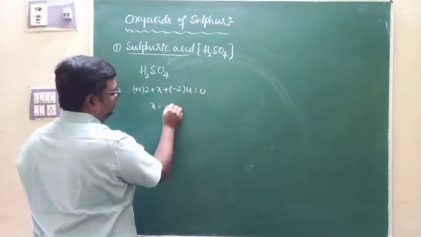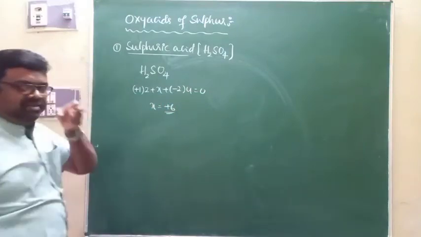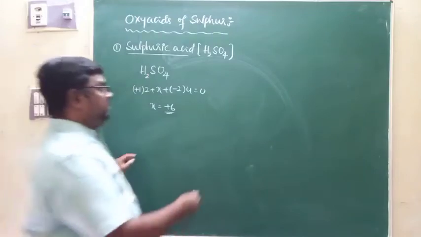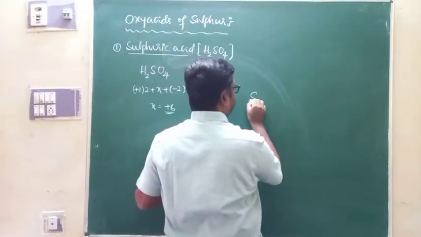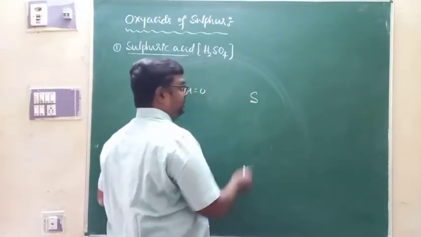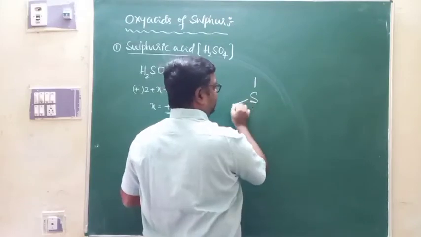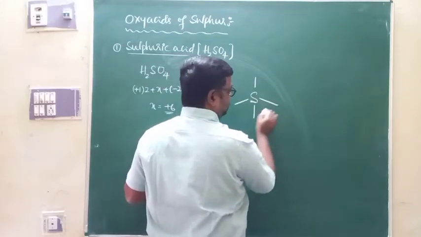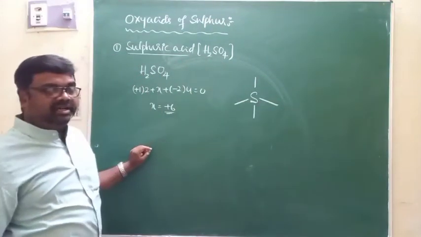Therefore, x is equal to plus 6. That is the oxidation number of sulfur in sulfuric acid. Sulfur is sp3 hybridized. The central atom is sulfur, attached to the remaining groups in tetrahedral fashion.